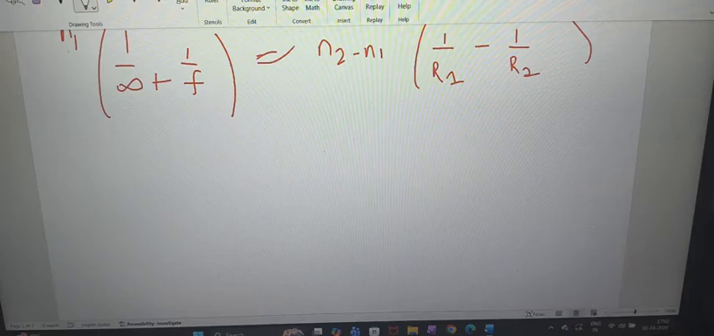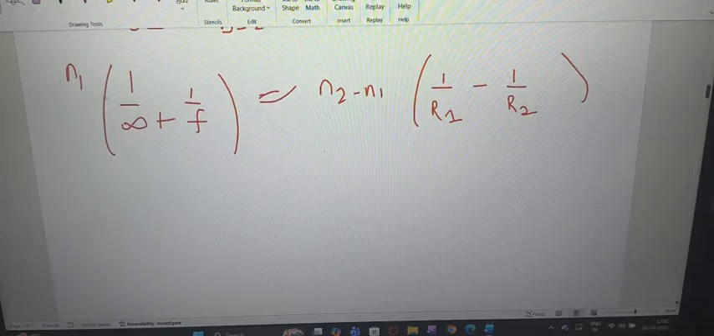So that's it. Now what is happening over here? 1 by infinity is nothing but can be considered as 0. Here n1 is there. n1 into 1 by f only is left because this has become 0 now. So n1 into 1 by f will be n1 divided by f is equal to, this will be as it is.